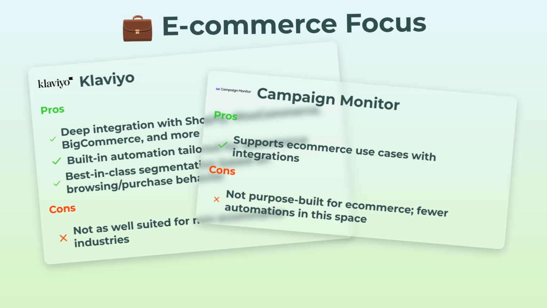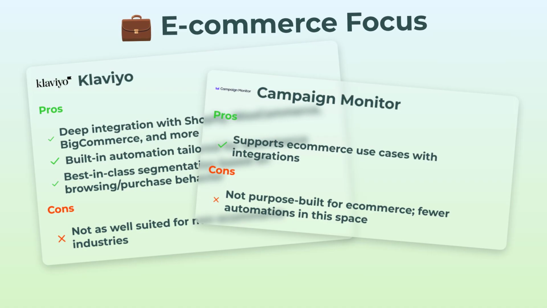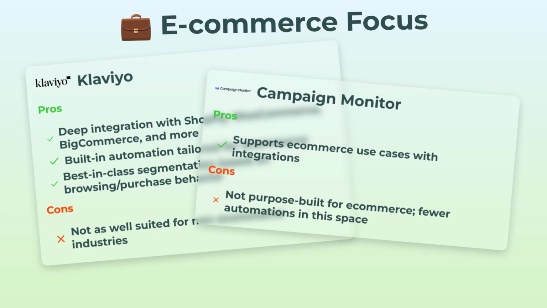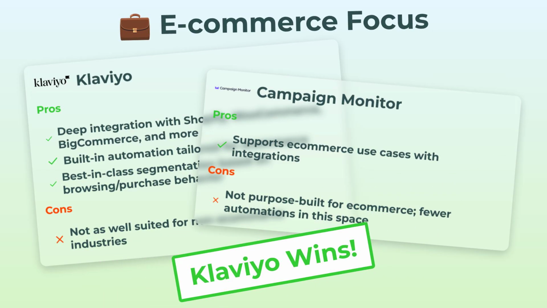Think non-e-commerce industries. Now, Campaign Monitor does play nice with online stores, and yes, you'll get decent integrations, but it just doesn't go deep in the e-commerce game. Feels a bit more generic. Fewer automations built right in for those specific shopper journeys. So, if we're talking pure e-commerce muscle, Klaviyo takes the win.